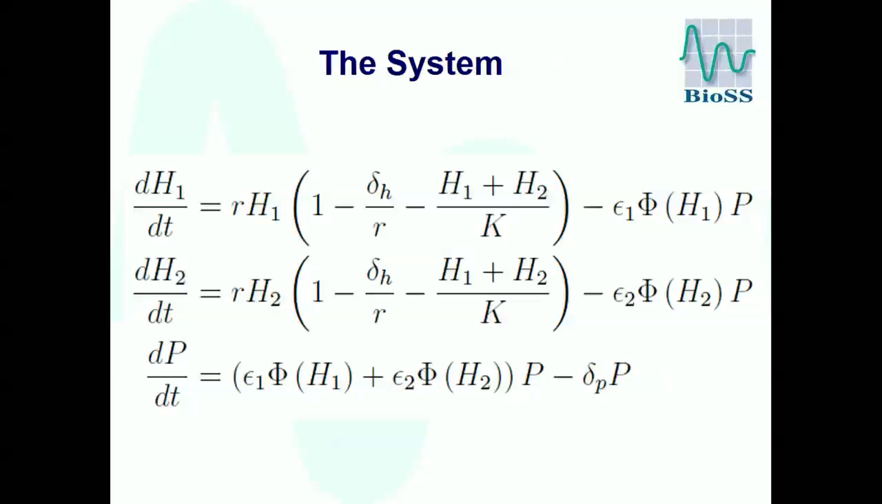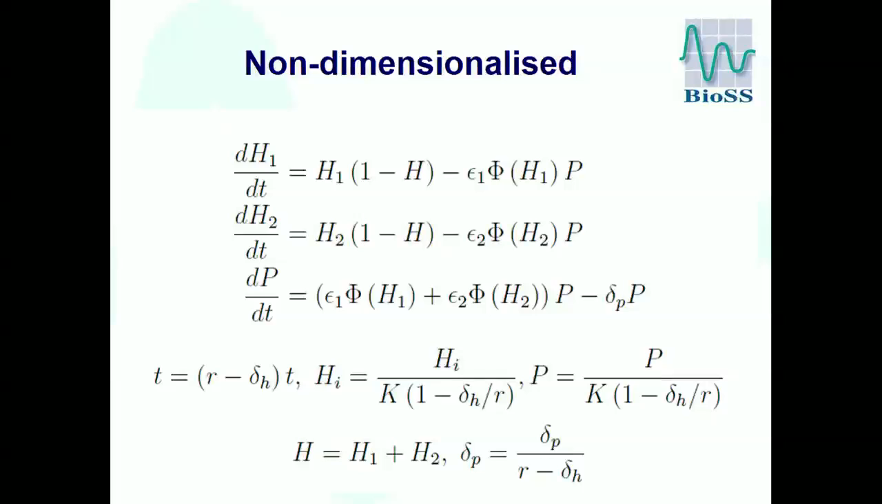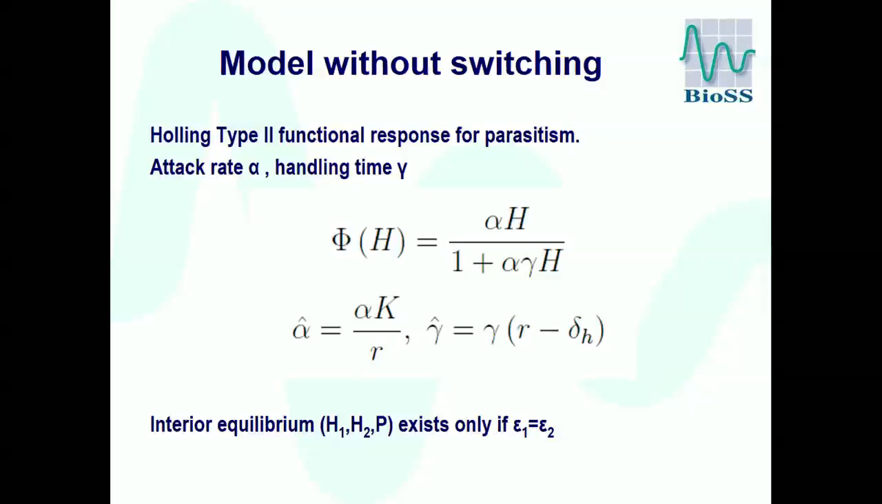What we're interested in is what that function of parasitism is. Right, this is just non-dimensionalized to look a wee bit prettier. We had an ordinary Holling type 2 response. What you've got is an attack rate and a handling time. That's your disk equation, essentially. You can only get coexistence, it's very easy to prove, if the efficiency is identical on both hosts. It cannot happen.